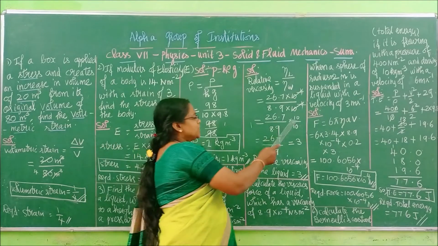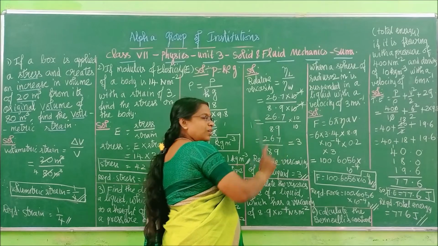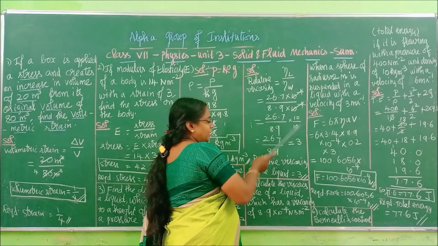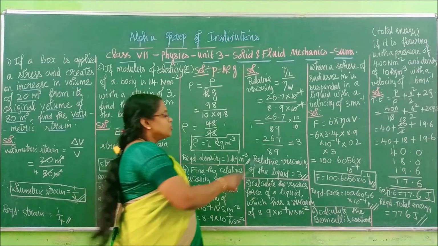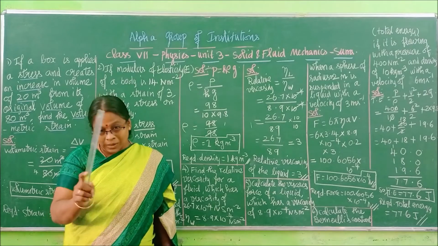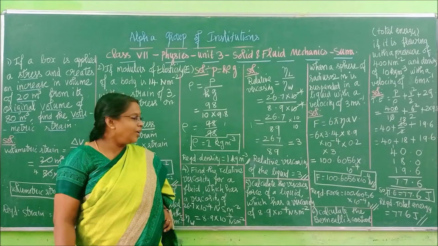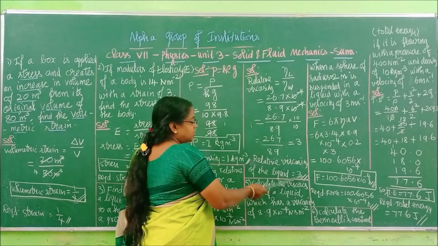Right? So it is 26.7 into 10 will give you 267. Decimal will go off. 8.9 into 10 will give you 89. So by removing of the decimal. So when you divide it, automatically you will get the answer 3. Work it out and check it out. Right? So what will be the answer? Relative viscosity of the liquid is 3.